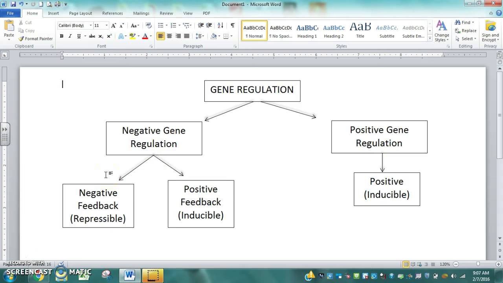So there you have it. There's the ultimate idea of gene regulation and how you guys should understand it at its roots. Hope that helped.